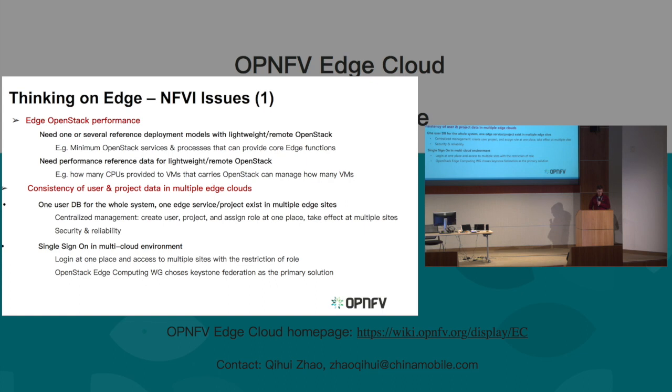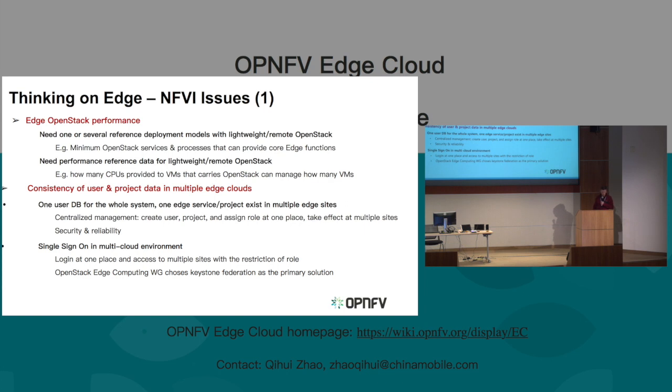So this is just capturing some issues or thoughts about edge, types of problems that need to be solved or are being worked on. The first one is about OpenStack performance and the need for lightweight variants in a distributed environment.